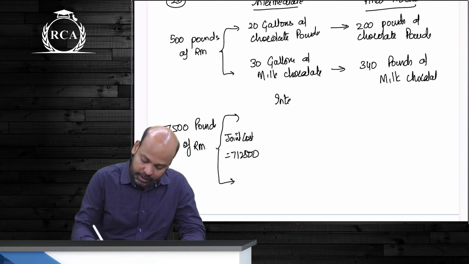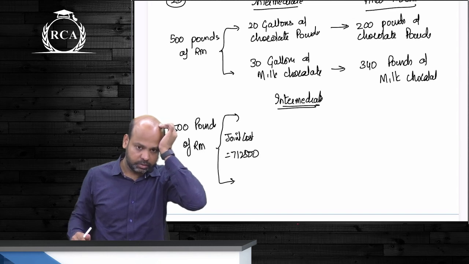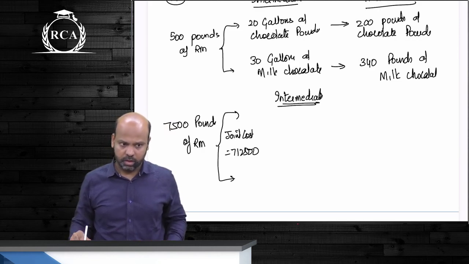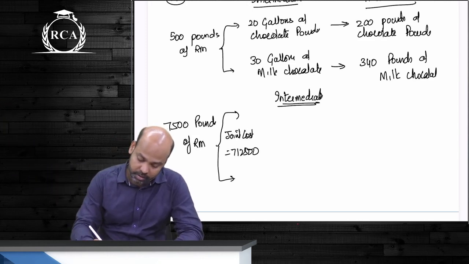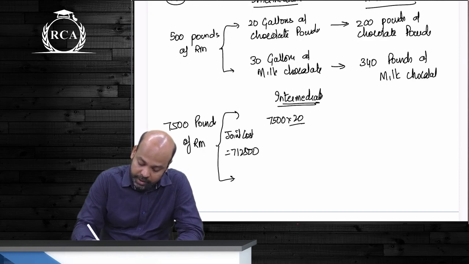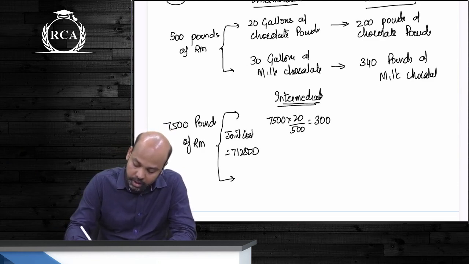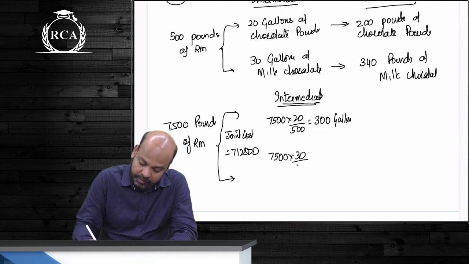Can you compute and tell me what should be the intermediate output, guys? For 500 pounds if it is 20 gallons, 15 times of that. 300 guys. You will get 300 gallons of chocolate powder. You are directly saying the final output, I want the intermediate product. Is it understandable what I'm saying guys? 7,500 into 20 divided by 500. For every 500 pounds I'm getting 20 gallons. So this will become 300 gallons of chocolate powder. And this will become 7,500 into 30 divided by 500, 450 gallons of milk chocolate.